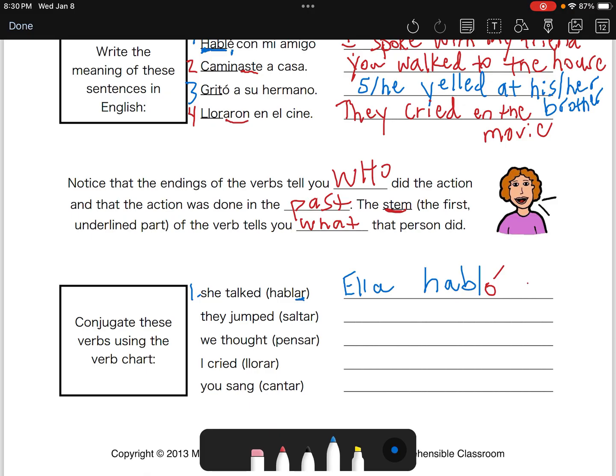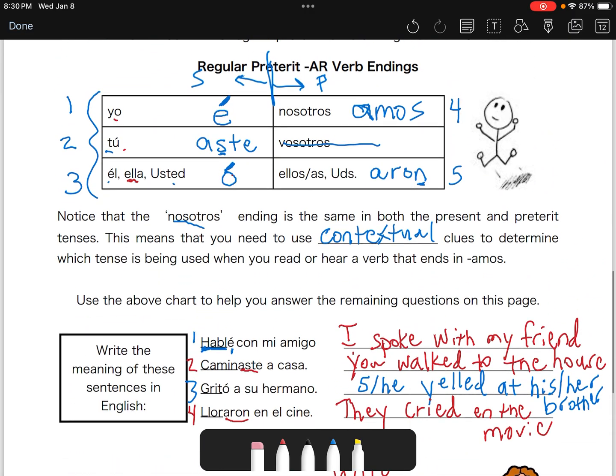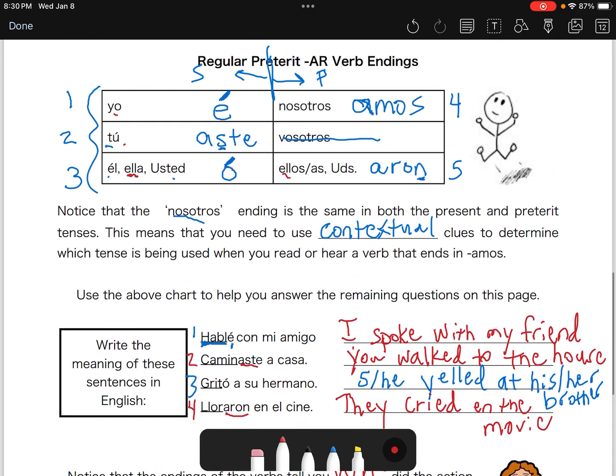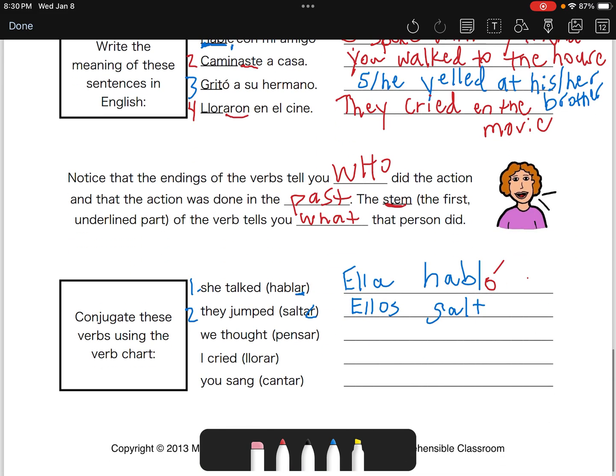All right, number 2. They jumped. Saltar. So verb conjugation, take off your ending. They, ellos. You do not have to write ellos. Jumped. Salt is jump. Now, who jumped? They did in the past. Jumped. So, salt. And there's ellos. Conjugation block 5. Aron. Saltaron.